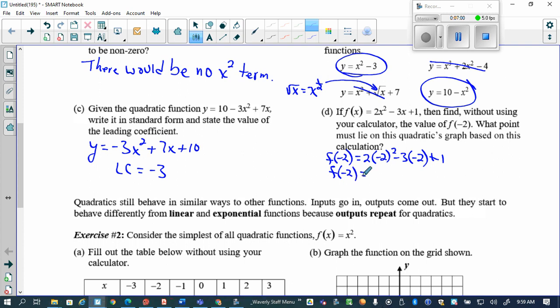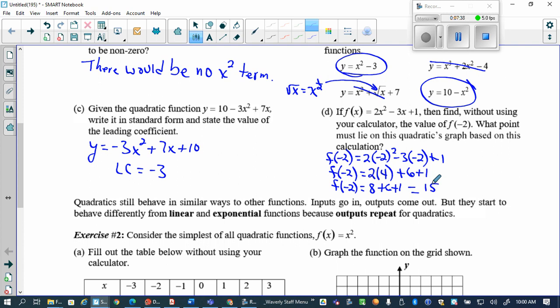PEMDAS, what do you do first? Oh, so it's 2 times 4. Right. Yep, we'll do that in a second. And then what? Plus 6 plus 1, right? So that's f of negative 2 equals 8 plus 6 plus 1. I'll just do equals here. What's that give you? What's 6 and 8? 14? It's 15, right?